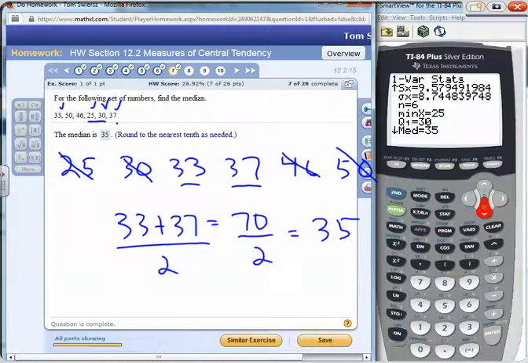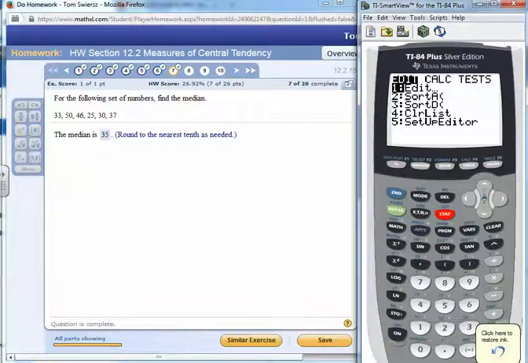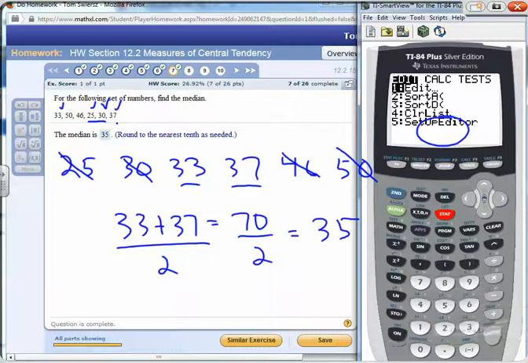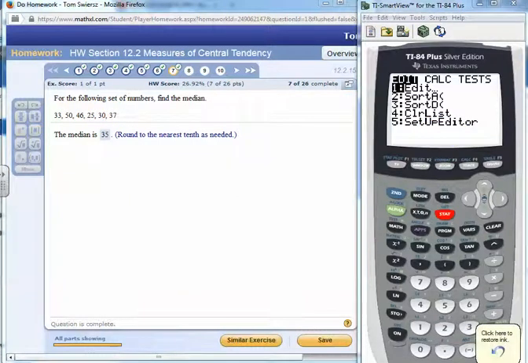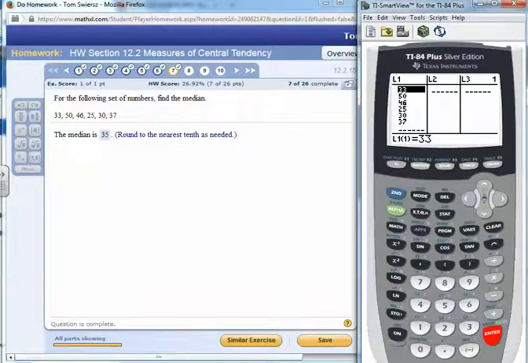Again, I would encourage you to use the calculator because you didn't have to put them in order. With the calculator, we could just put them into the list, unordered, and it still gave us the correct median. Okay? Very good. So remember, when we went to Stat, Edit, we didn't have to put them in order.